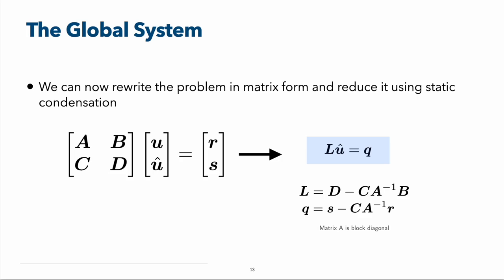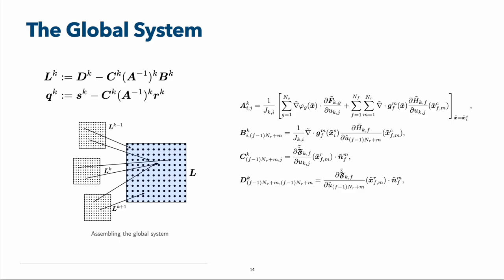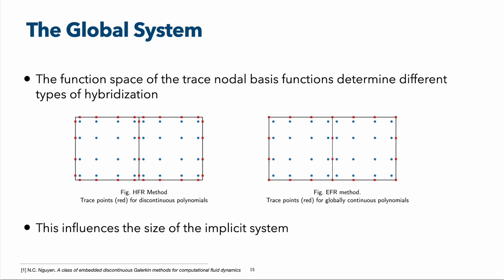In fact, we don't need to generate the ABCD global blocks, but instead, we can generate these matrices at the elemental levels and use some sort of surjective mappings to assemble the global system. The equations for these blocks in FR are given on the right for a linearized problem. So it turns out that we can choose different spaces for the basis functions that we use for the trace variable, and this will influence the size of the linear system. On the left, we have discontinuous trace polynomials, and on the right, we have continuous trace polynomials. These lead respectively to what we call the HFR and EFR methods in line with existing DG naming conventions.